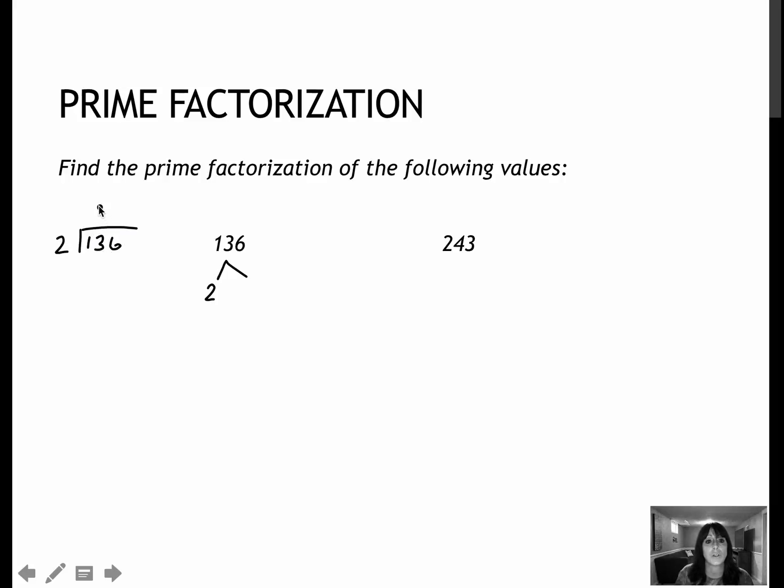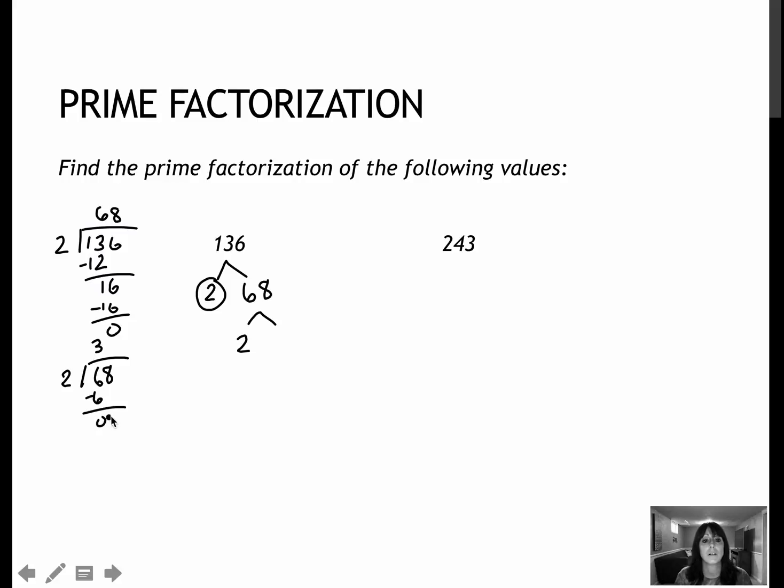2 goes into 13 6 times. And then 2 goes into 16 8 times. And so 2 and 68, 2 gets to be circled because it's prime. And then 68, again, this is even. So it's fine to keep using those 2's. 2 goes into 68, 2 goes into 6 3 times, and into 8 4 times, so 2 and 34.